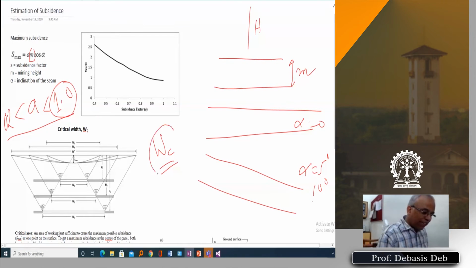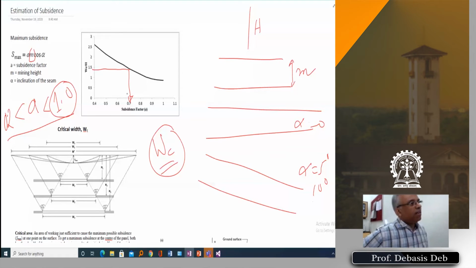So if I know this critical width divided by the depth, which is H, let's say this is 1.5, I come down here and I see what the value of the subsidence factor is. So this is a curve given by a Chinese study. A similar study was also done in the UK. So these are mostly the two studies. There was hardly any study done in India, but there is an empirical relationship given, but I do not see anybody use that. People are using this curve.